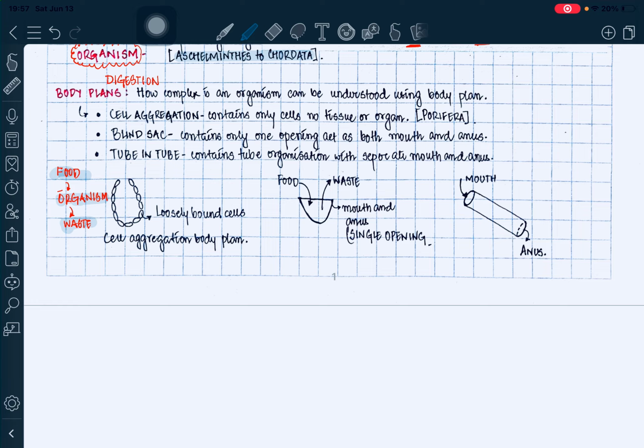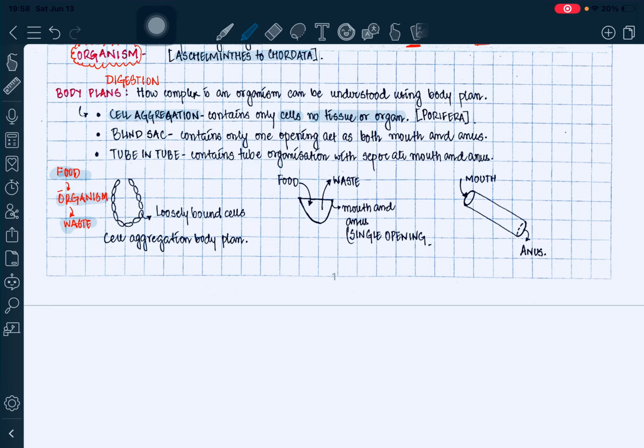So there can be three different types of body plan, in which the first type and the simplest type of body plan is a cell aggregation, in which they contain only cells, no tissues or organs. They will take the food, digest the food, and release the waste directly by the process of diffusion and other means, which we will be discussing in much more detail when we discuss the different phyla.